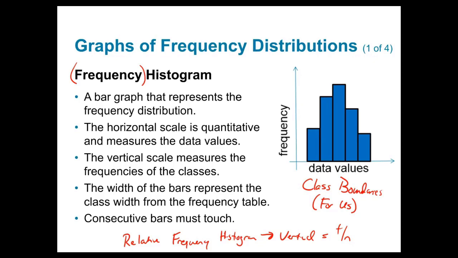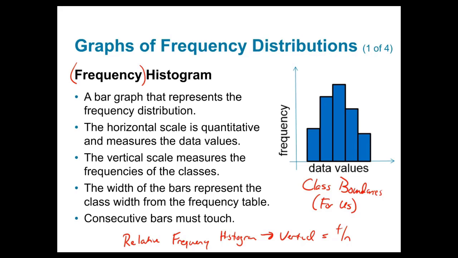The widths of the bars are your class width, so all those bars will have the same width. And then the bars have to touch, which is one reason why we're using class boundaries. If we use class midpoints, what I've found a lot of times is people forget to make the bars touch. If you're using class boundaries, it kind of forces those bars to touch.